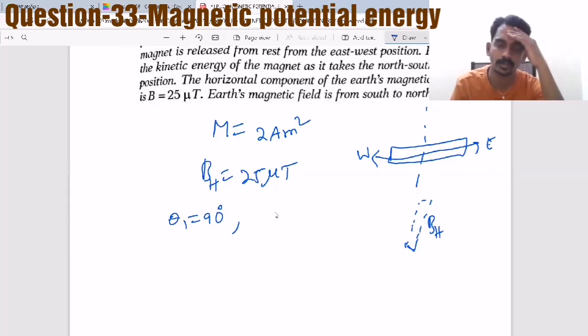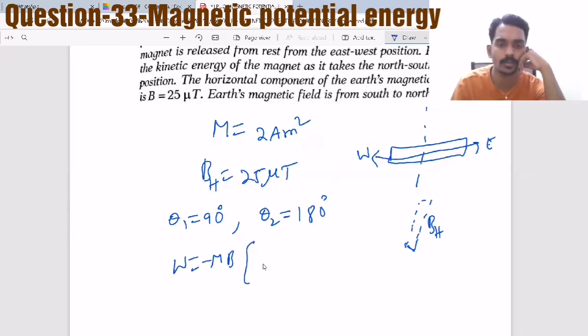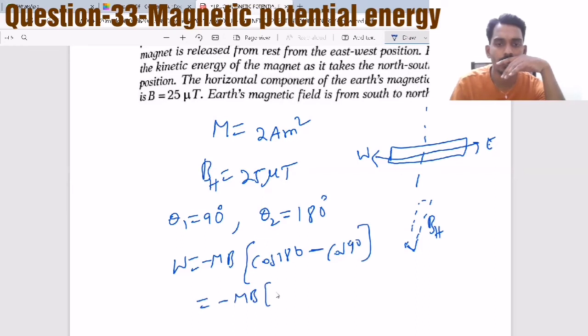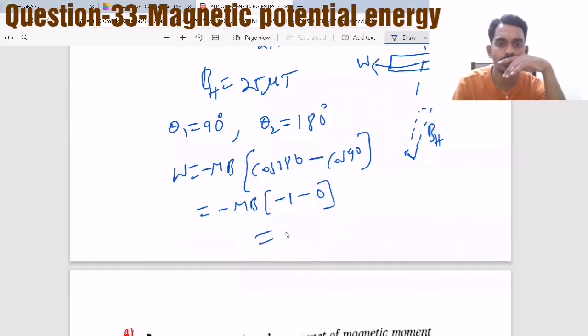Now, when it rotates along north-south, that means theta 2 will become 180 degrees. Then the work done equals minus MB times cos theta 2 minus cos theta 1. So cos 180 minus cos 90 gives minus MB. Cos 180 is minus 1, cos 90 is 0. So it will become minus of minus, plus MB.